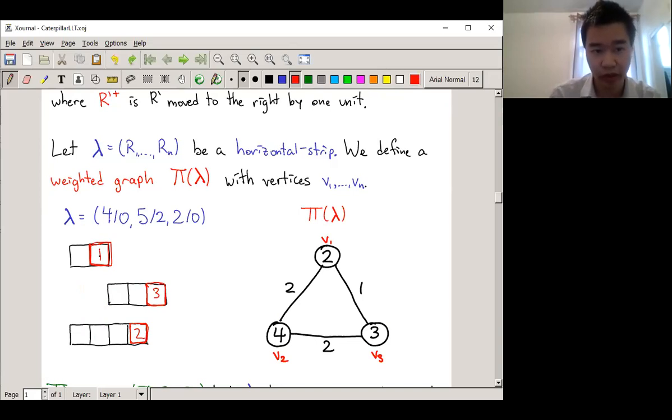Between the ones labeled 1 and 3, I can get 1 inversion, and that gives me this 1 here. And between these rows labeled 2 and 3, I can get 2 inversions, and that gives me this 2 here. Yeah, so are there any questions about how I went from lambda to this weighted graph pi of lambda?